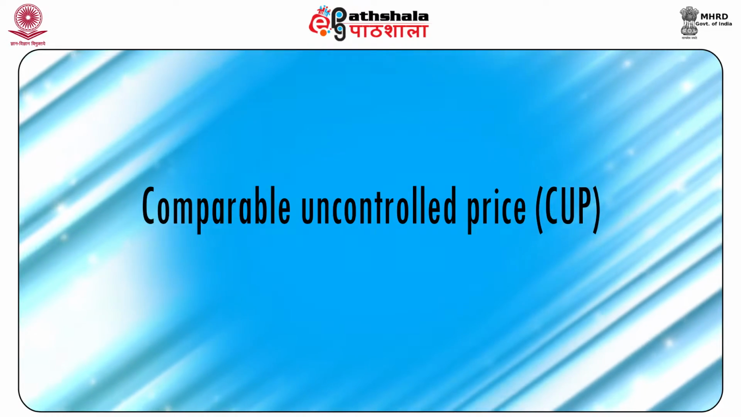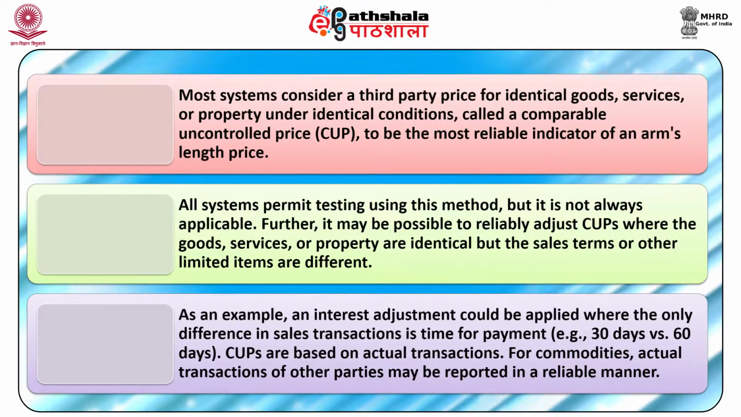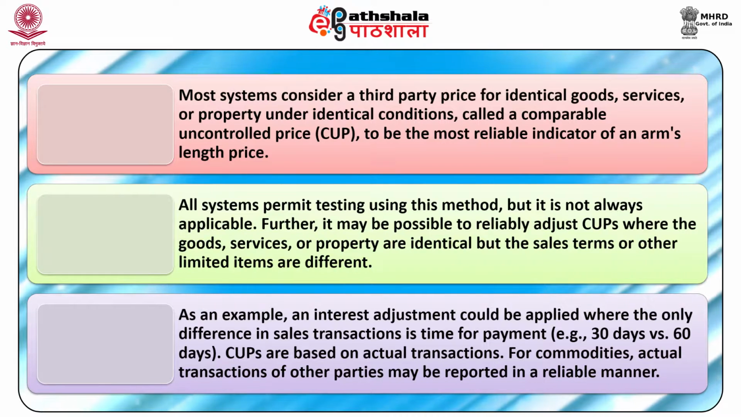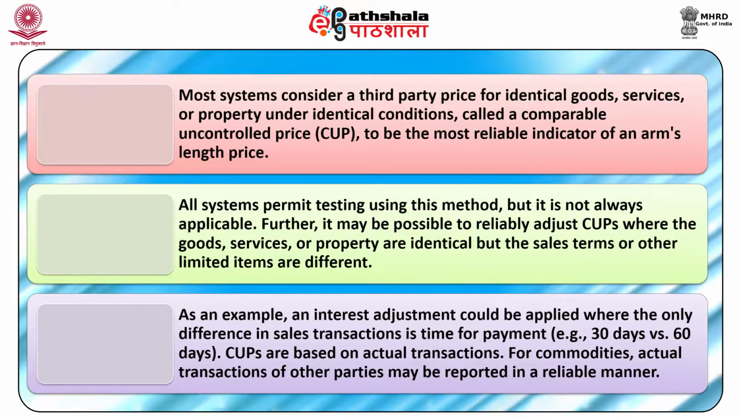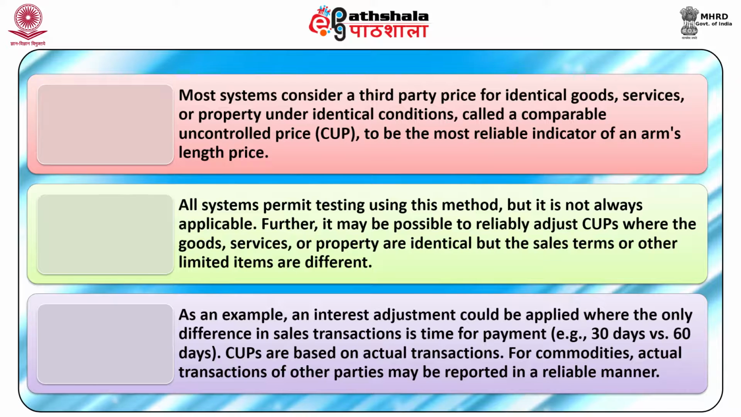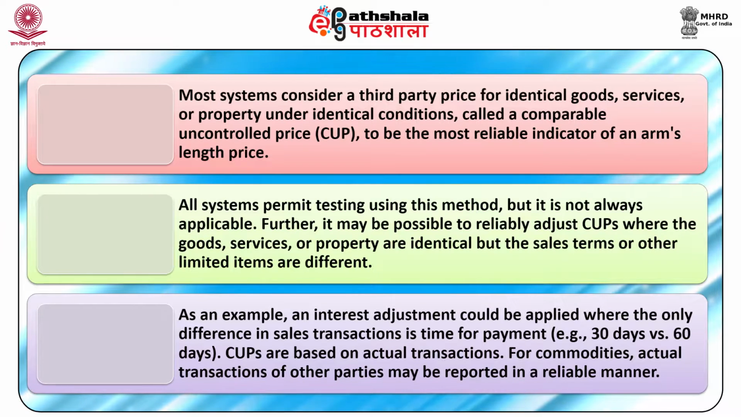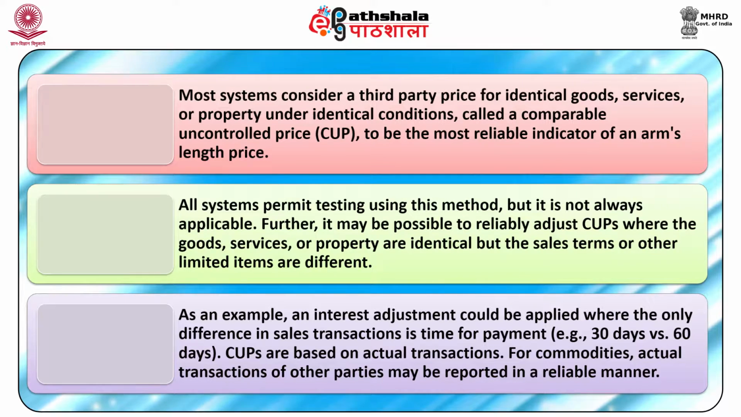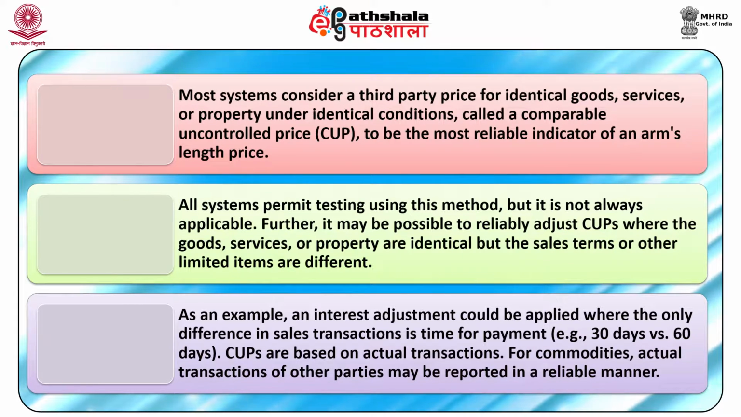Comparable uncontrolled price, CUP. Most systems consider a third party price for identical goods, services, or property under identical conditions, called the comparable uncontrolled price, CUP. It is meant to be the most reliable indicator of an arm's length price. All systems permit testing using this method, but it is not always applicable.